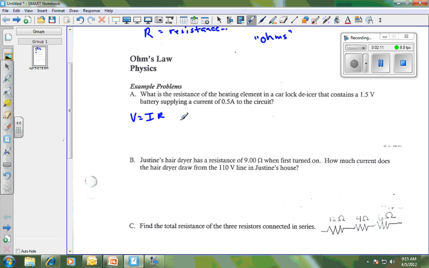What are we going to do? Divide out I. Whatever we do to one side of the formula, we have to do to the other side, so we're going to divide out I over here, cancel out I, and we see that resistance is given by voltage divided by current, correct. Now we can plug in the numbers, so we've got 1.5 volts divided by 0.5 amps, and that gives us 3. And the unit is the ohm.